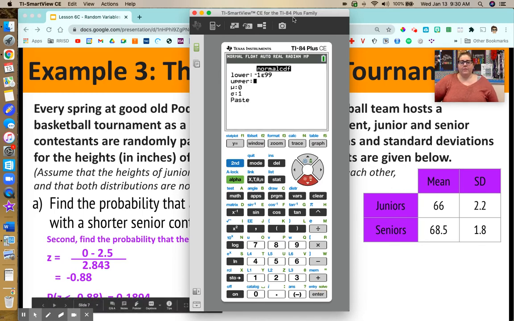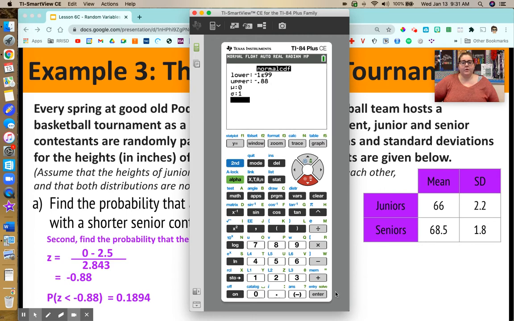Okay. The lower I'm going to keep is that. That's just basically a super negative number. It's what'll allow me to do less than. For the upper, I'm going to put my z-score, so negative 0.88. And then I'm going to leave those the same. And that's all I'm going to do. So I'm just changing that upper to my z-score. And I'm going to hit paste and then enter. And it gives me that probability that I got from my z-table.